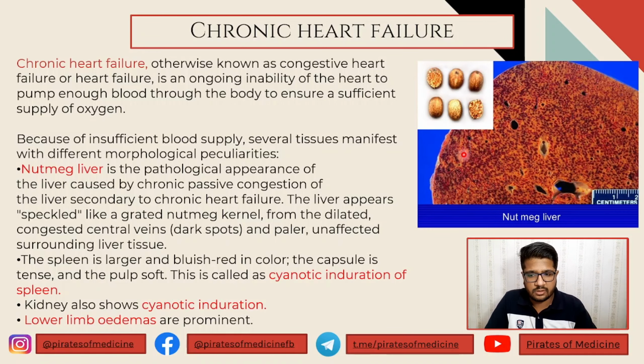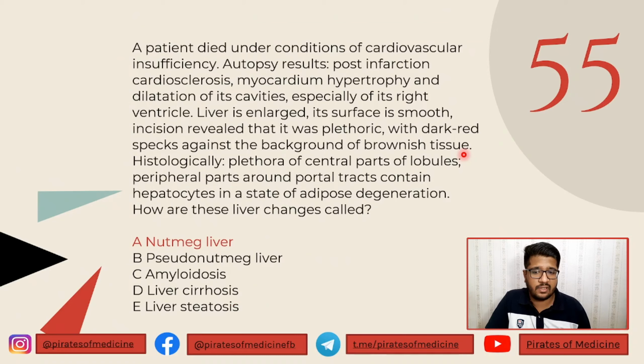So in the question, they describe nutmeg liver in this sentence: dark red specks, meaning dots, against the background of brownish tissue. These changes in the liver are called nutmeg liver.